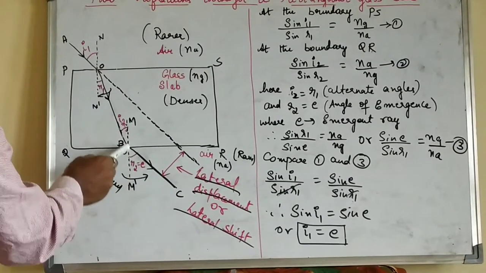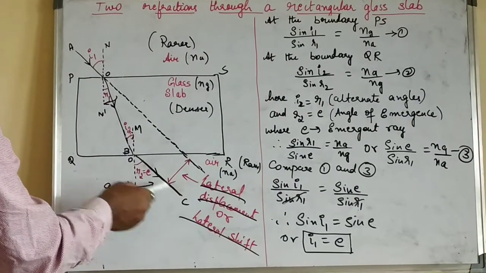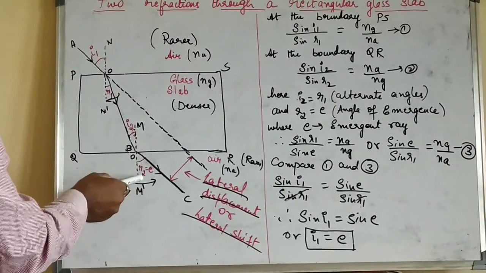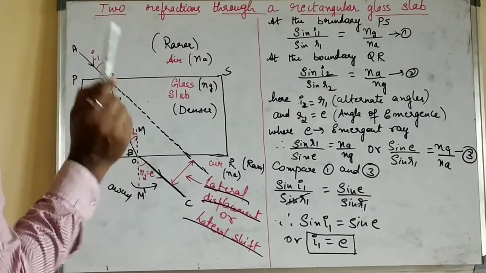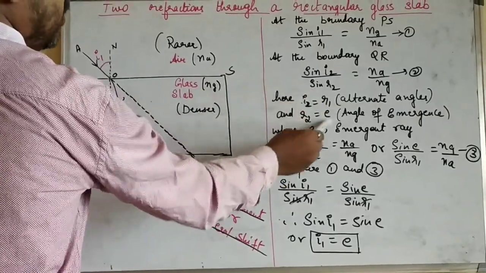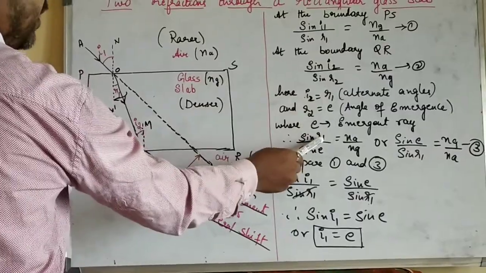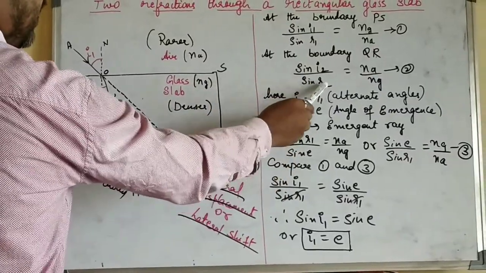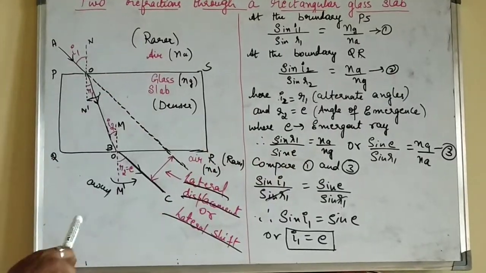Also, as I told you, R2 is equal to E. The emergent ray OC is making an angle with the normal, that angle of refraction R2, which I will name as small e, that is angle of emergence. Now, put these two in equation 2. So sine I2, in place of I2, I will write R1, divided by sine R2, I will write sine e, is equal to NA by NG.